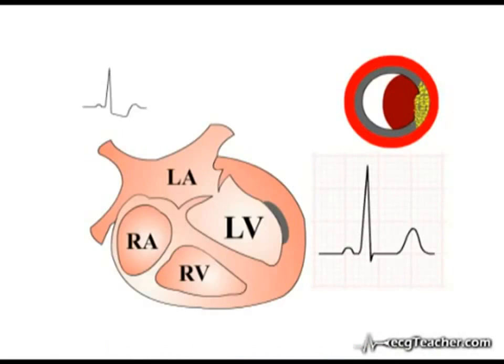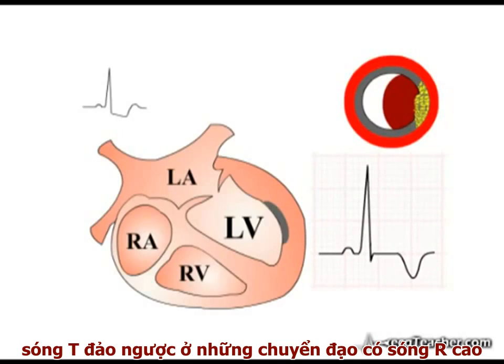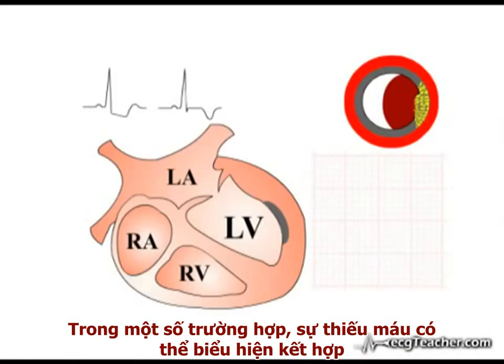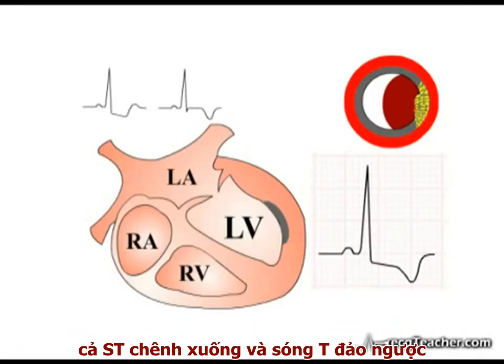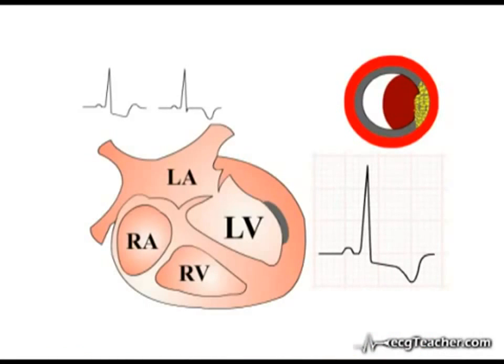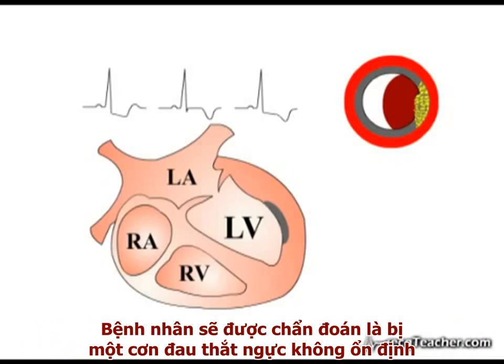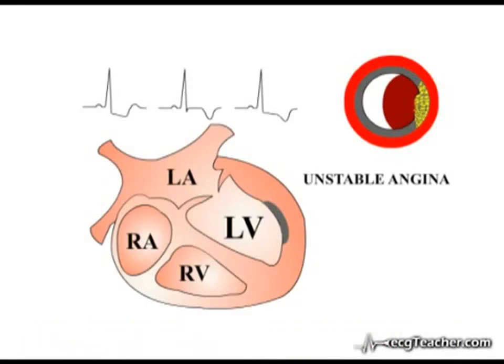Or, as illustrated here, inversion of T waves in leads with dominant R waves, loss of concordance. On occasion, ischemia manifests as a combination of both ST segment depression and T wave inversion. If such an episode of partial occlusion resolves with no infarct developing in the ischemic area, the patient is said to have suffered an episode of unstable angina.